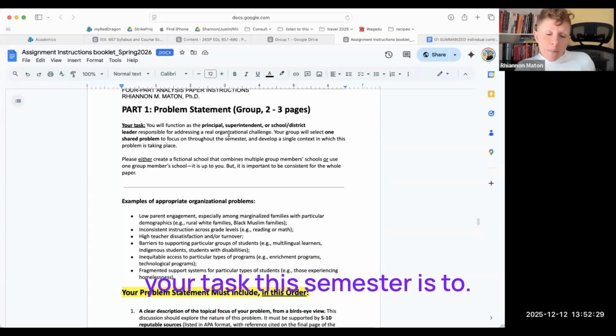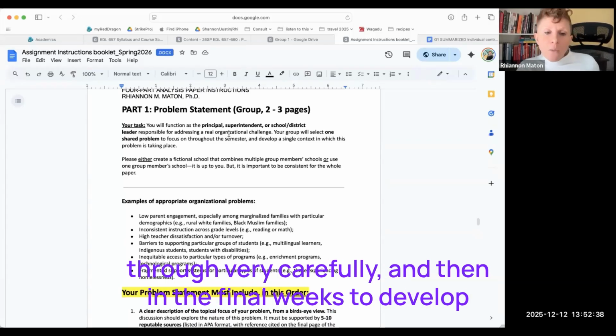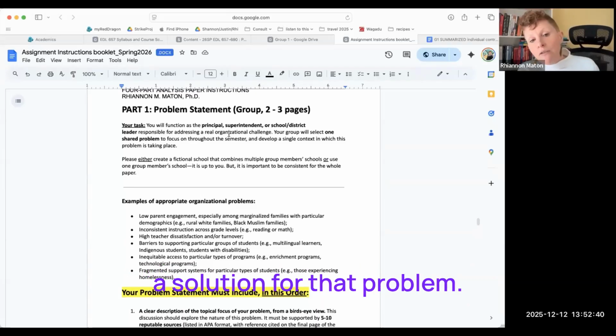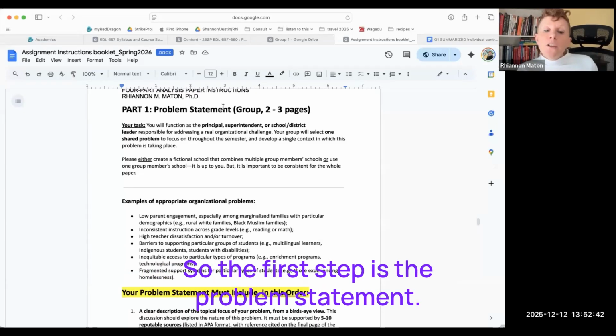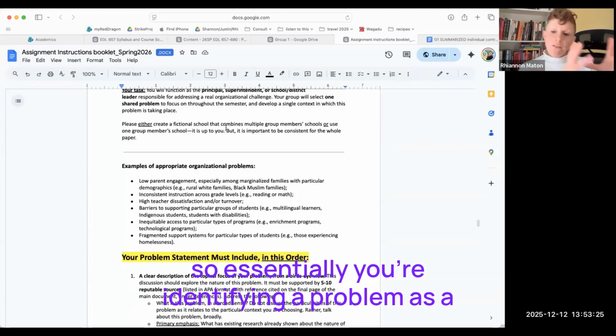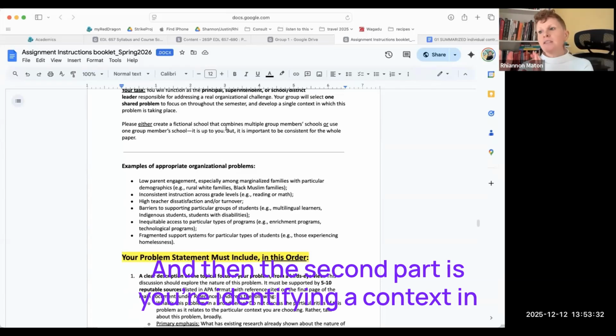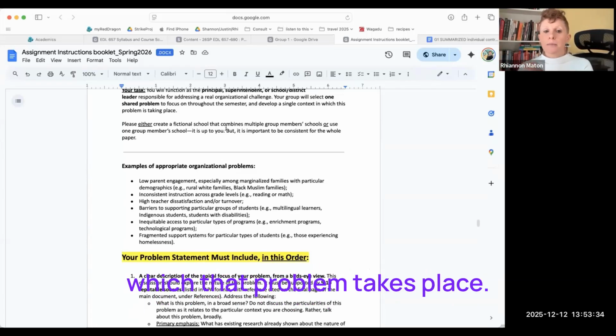Your task this semester is to explore that problem through all different angles, think it through very carefully, and then in the final weeks to develop a solution for that problem. So the first step is the problem statement. And in some ways, this is the most crucial aspect of the entire paper. So essentially, you're identifying a problem as a concept, a problem in practice. And then the second part is you're identifying a context in which that problem takes place.